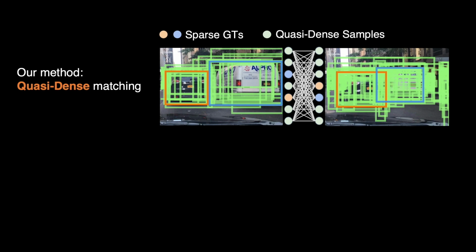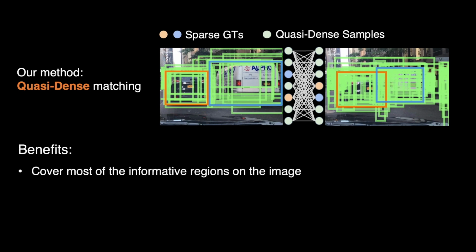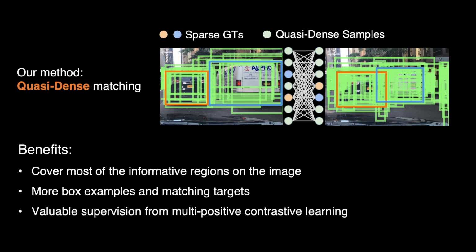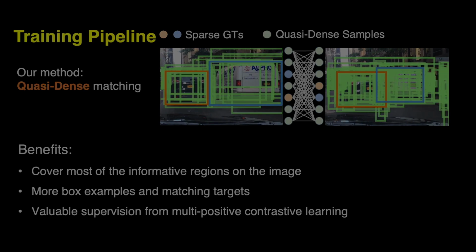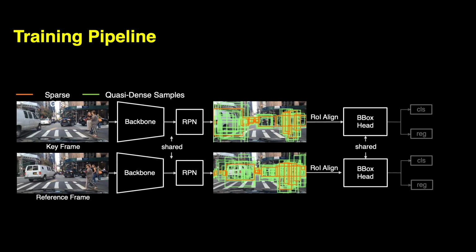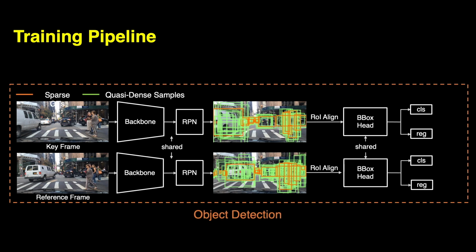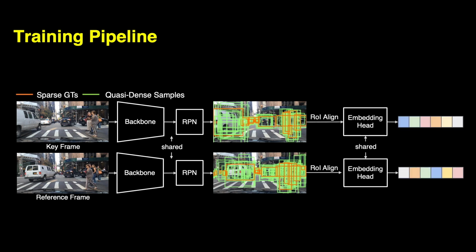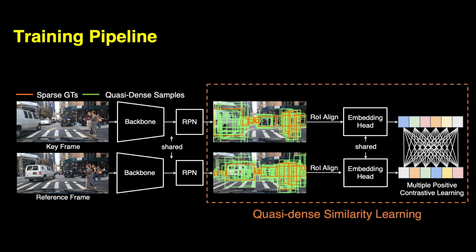To be more specific, the quasi-dense samples can cover most of the informative regions on the images, providing both more positive examples and hard negatives. The multiple positive contrastive learning also provides valuable supervision signals. In this work, we use Faster R-CNN with feature pyramid network for object detection. The region proposals in Faster R-CNN are used as quasi-dense samples to learn the instance similarity in an end-to-end manner.